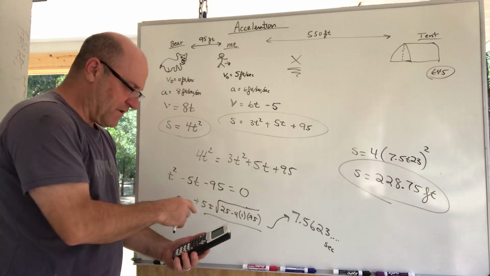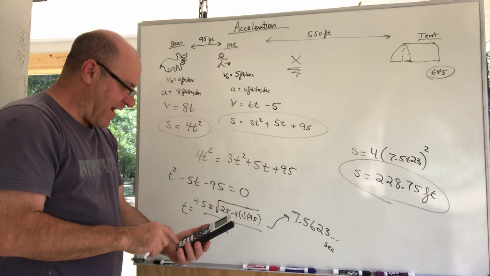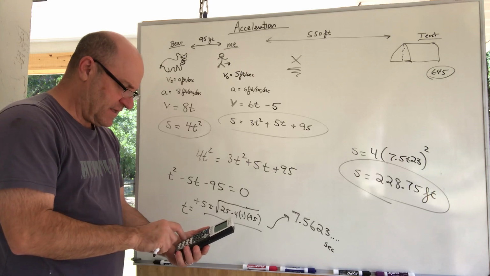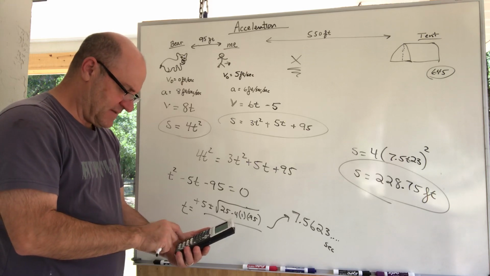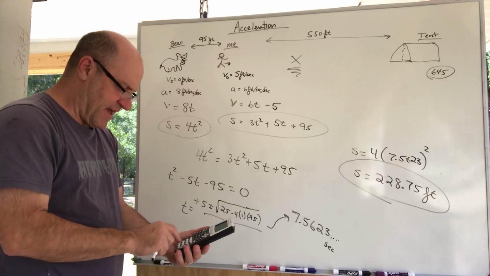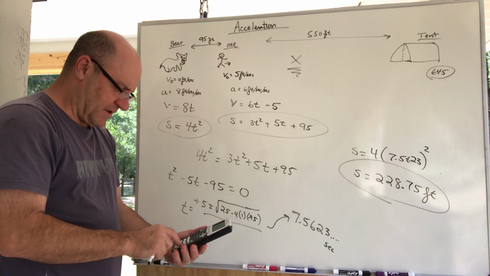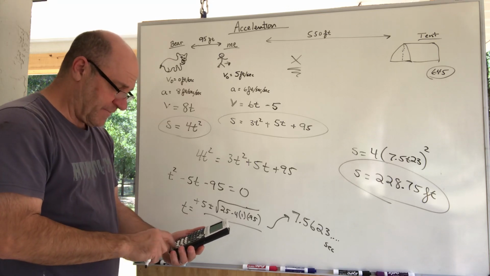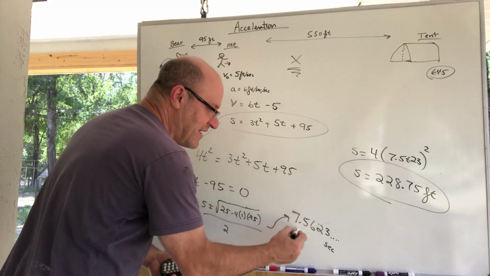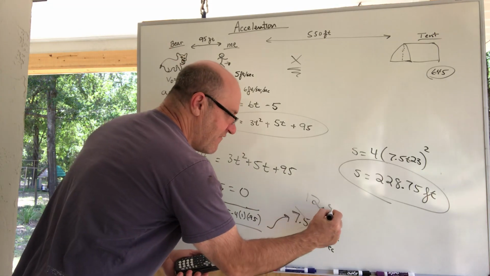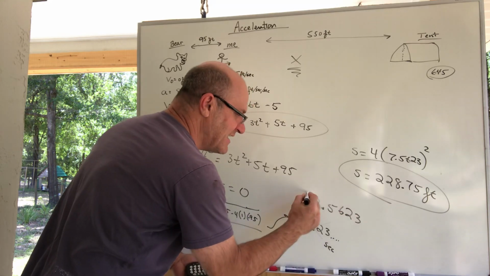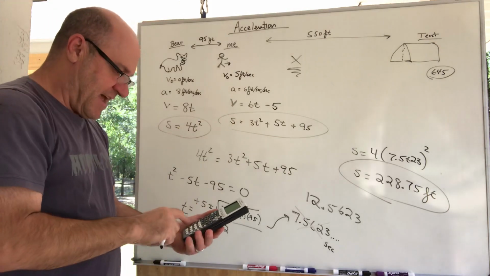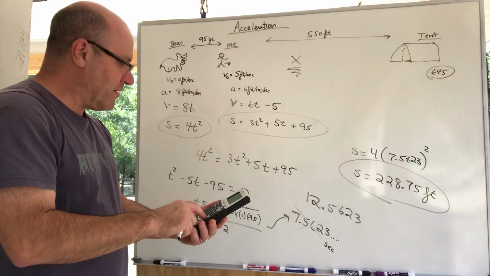My 20.124 came out of the square root. Now I'm going to add it to 5. 20.1246118, add it to my 5, and I get 25. Now I divide by 2, and now I get 12.5623 seconds. Okay, I wonder what happens now. Let's see what his position is now. I'm going to square that and multiply by 4.